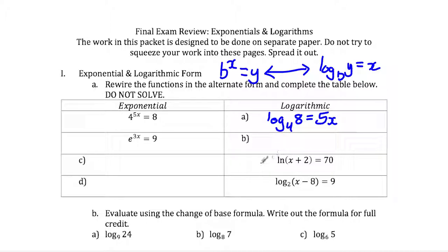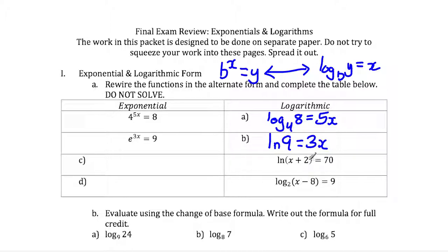Now, if I wanted to solve for x, I have this x by itself, and I can evaluate this part in my calculator. Now, if I have e to the 3x is equal to 9, I again want log base e, but I don't write log base e. I write natural log. And I take the natural log of 9, and again, that isolates the exponent 3x.